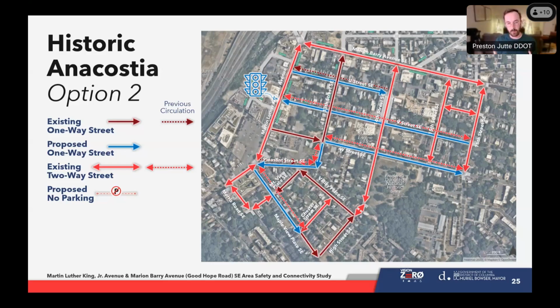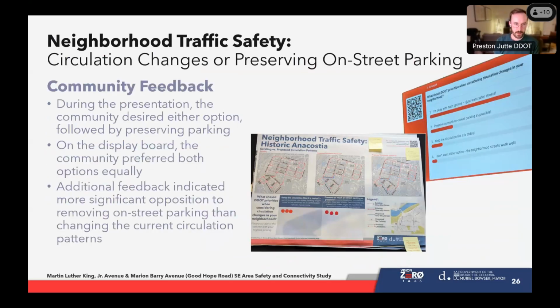So yes, we're restricting a specific direction on that block, but within a block you have a way to make that same movement. You just go a little bit out of the way to maximize the parking and still make it make sense and be safe. So what did we hear from folks?